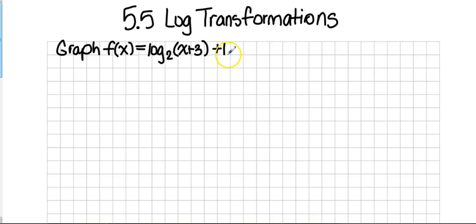So right away I know something about the location of this asymptote. So my question to you is, where is the asymptote? If you need to press pause to go look at your previous notes on how to find that out, please do so. But from my notes, I know that for log functions, the asymptote comes from h. So right away, I know that h is -3, which means my asymptote will be at x equals -3.